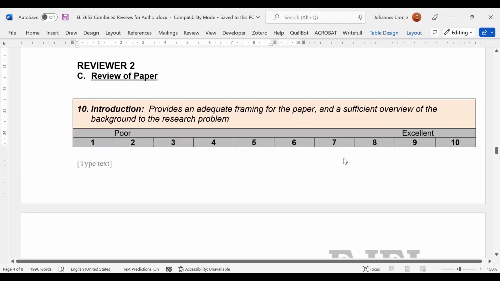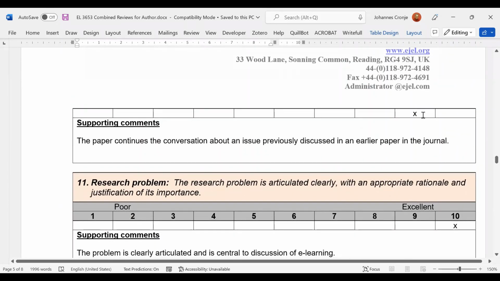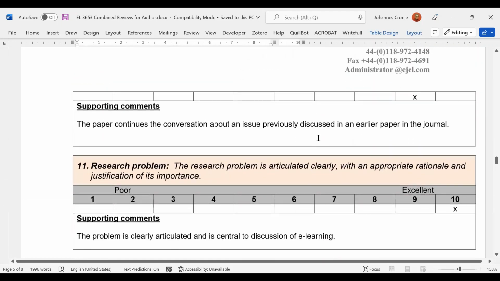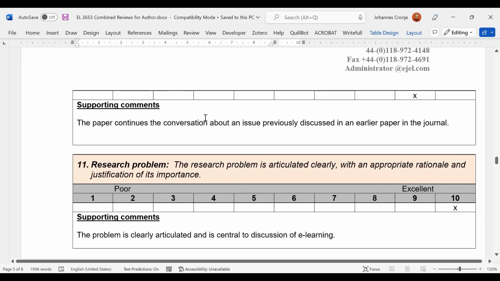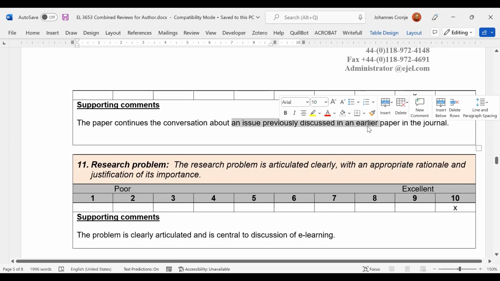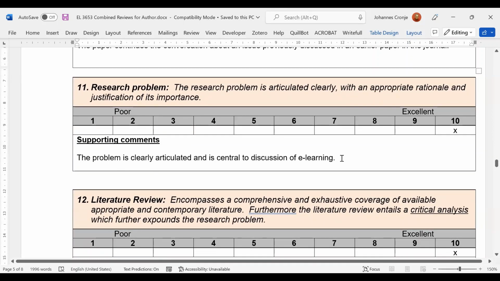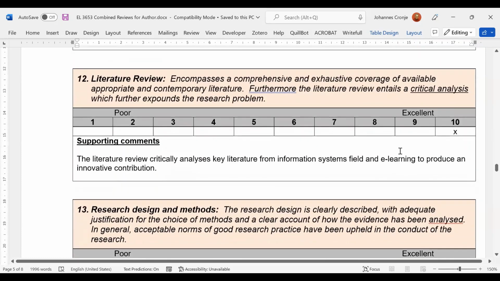And I'm really lucky with reviewer 2 because he actually gives me even higher grades than the previous one. Reviewer 2 is much more enthusiastic, but what he gives negative, the other one gives negative, and what he gives positive, the other one gives positive. He just has a broader palette. So the first question then again about adequate framing. Reviewer 2 says it continues the conversation about an issue previously discussed in an early paper in the journal. So he saw that. He says the problem is clearly articulated and is central to discussion of e-learning. So I get a 10 for that.